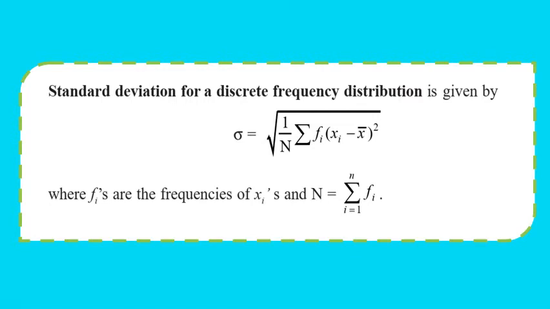Now standard deviation for a discrete frequency distribution, that is, an ungrouped frequency distribution table, is given by sigma equal to square root of 1 upon n, where n is the sum of all the frequencies, into the sum of fi into xi minus x bar whole square. So first we have to find the mean of the ungrouped frequency distribution. We know how to find the mean. Then we will find the difference xi minus x bar, then the whole square of that, and then multiply that by fi, and then take the sum of fi xi minus x bar whole square. Clear? After that we will apply the formula for standard deviation. Done? So pause and note down the formula.